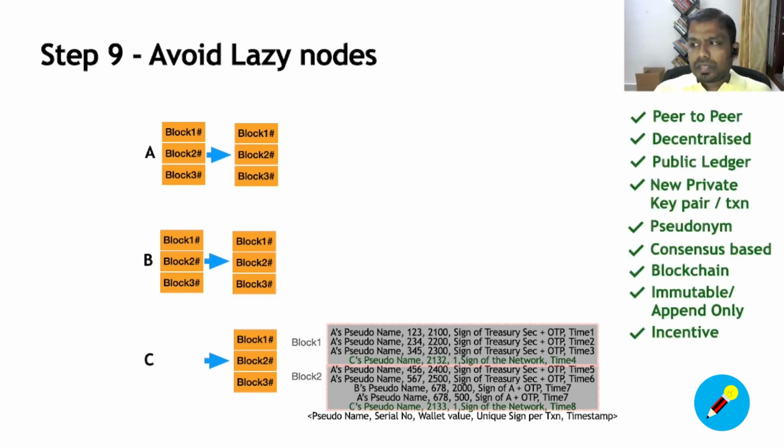So the key here is that incentive is built into the design of blockchain, and it is through the idea of incentive that we avoid the scenario of lazy nodes. And that is what motivates the various nodes to put in their effort and build that blockchain and retain the integrity of the ledger.